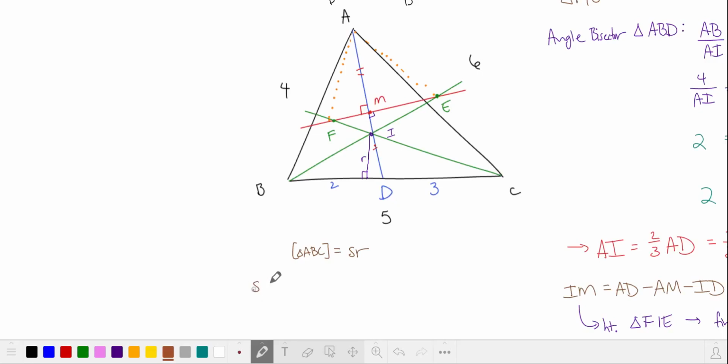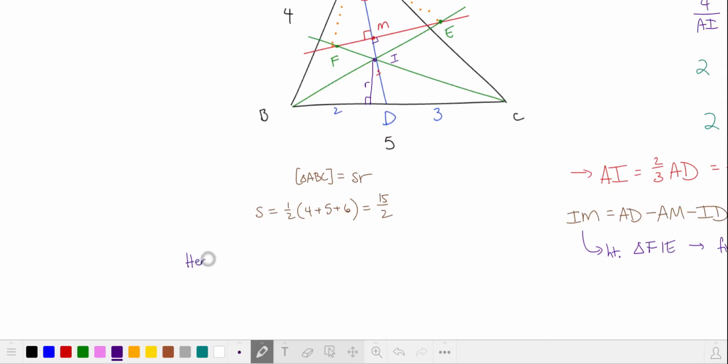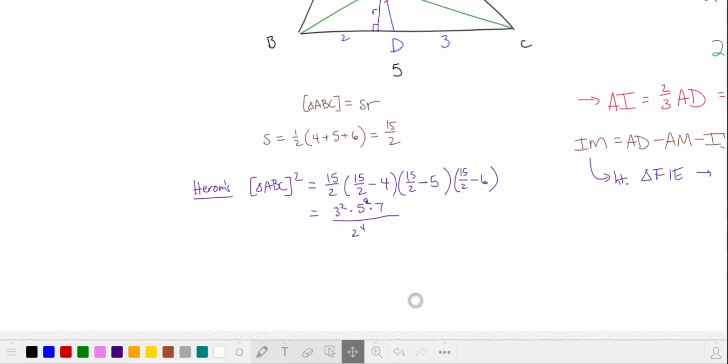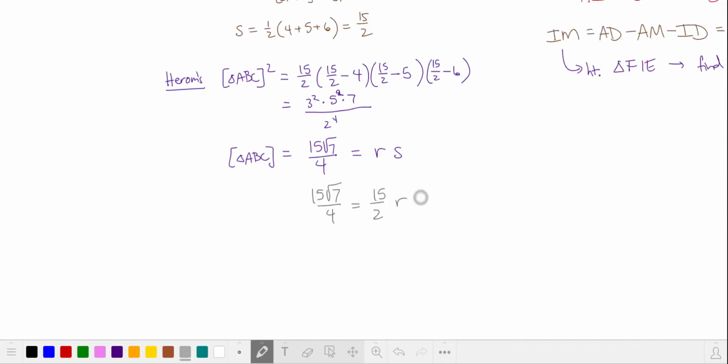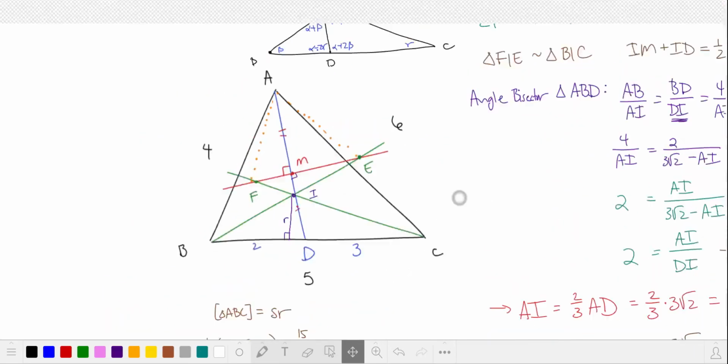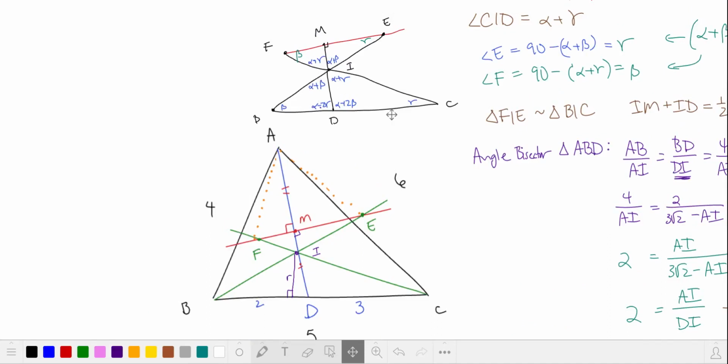First, let's find the semiperimeter of triangle ABC. That's 15 halves. Then we'll use Heron's formula. We'll find the square of the area by taking the semiperimeter and multiplying that by the semiperimeter minus all three sides. We have 3 squared, 5 squared, and 7 over 2 to the 4th. So the area of our triangle is 15 root 7 over 4. This is also equal to r times s. So we'll substitute and solve for r. That's the radius of our incircle, which is also the height of our triangle BIC here at the bottom.